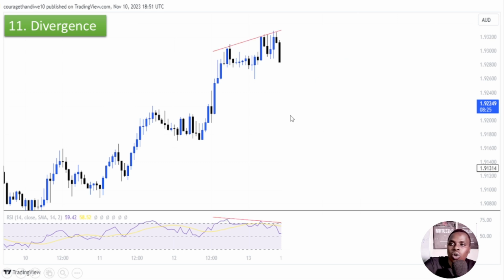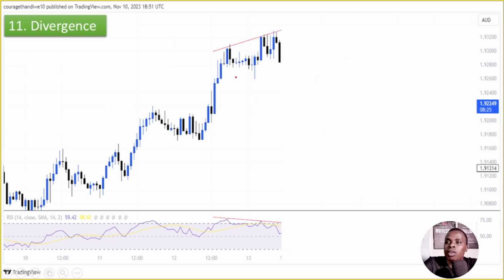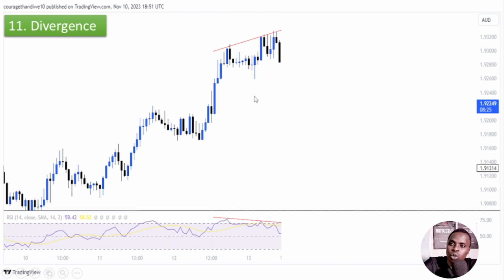So you are going to draw something like this. You can draw an upper trend line which connects this previous higher high and the new higher high, but then on the RSI, this previous higher high is higher than this next higher high. So the price is showing you a higher high, but the RSI is showing you the opposite of that. That's where you want to place your trades.